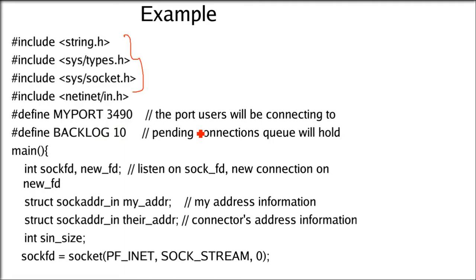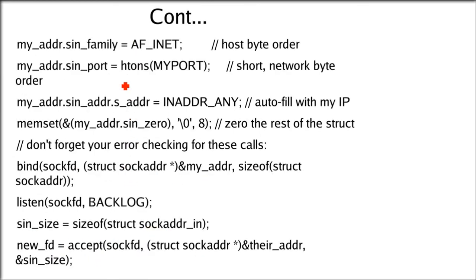Now my port and backlog: we have again hard coded this port. Users will be connected to this port, and backlog is the pending connections queue it will be holding. We have sockfd and new FD. Listen will listen on sockfd, but the new connection will be on new FD. So we have two sockaddr structures, my address and their address. We open the socket and put all the content: AF_INET, my port, and this IP. Everything else is set to 0.